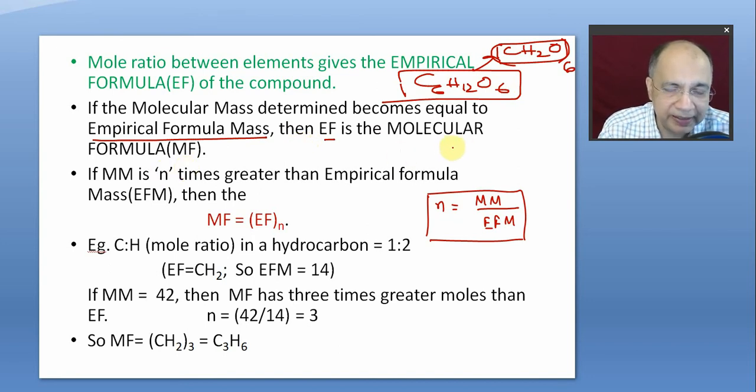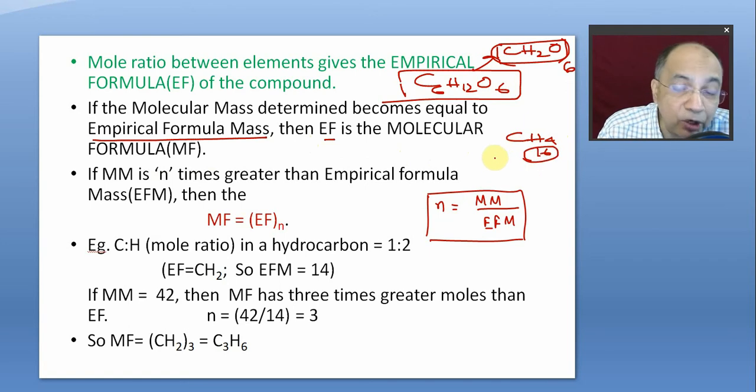Supposing we find the empirical formula of methane is CH4, and its empirical formula mass is 16, and the molecular mass also was found experimentally to be 16. So therefore, the molecular formula is the same as the empirical formula.